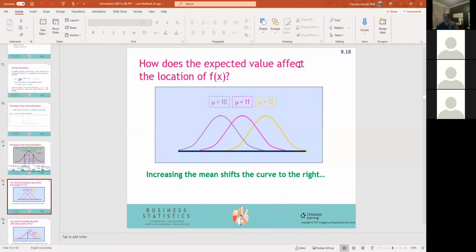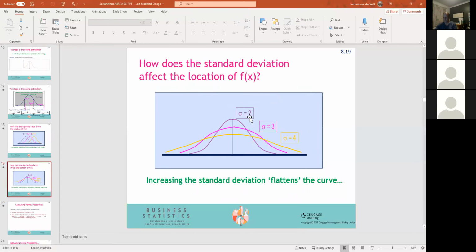How does the expected value affect the location of f(x)? As mu is getting bigger, you can see how these graphs are moving to the right. How does the standard deviation affect the location? That sigma. If it's 2, it's sort of like that, 3, 4, and so on. Let me show you a simulation which I've created for it. And hopefully it will explain some of the things for you.